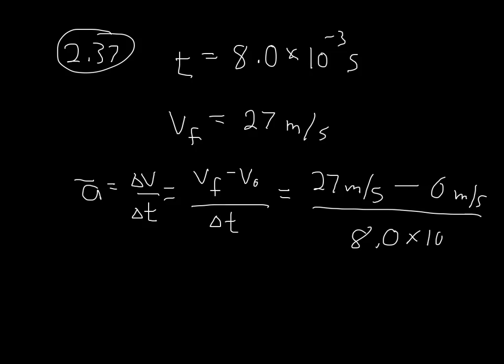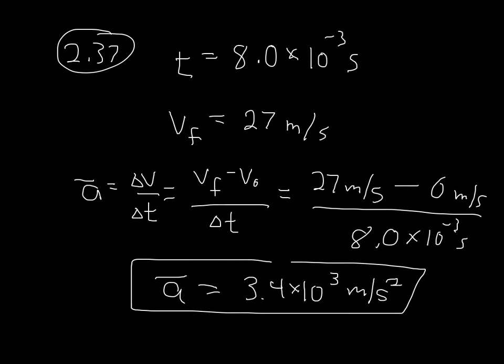8.0 times 10 to the negative 3 seconds. Am I missing anything? I have all these numbers, right? Can you plug these into a calculator? Yes, you can. And you will find your average acceleration, this is number 37, is 3.4 times 10 to the third meters per second squared. Boom, I even used sig figs, even though I didn't have to. I'm trying to impress the teacher. Okay.